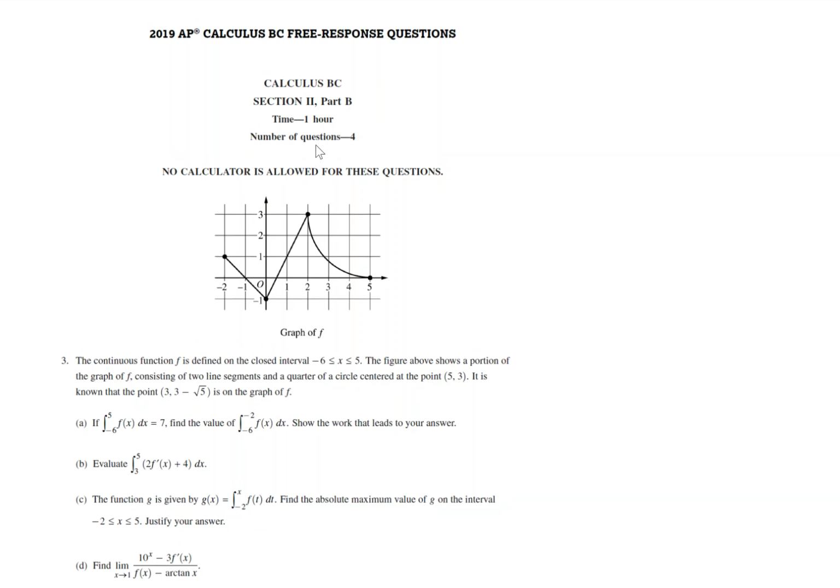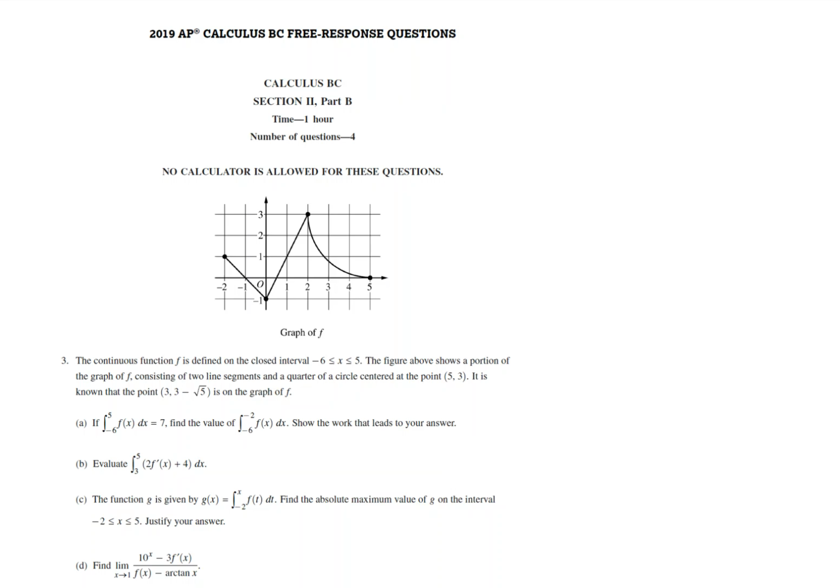Hello, today I'll be solving the 2019 AP Calculus BC free response question number 3. The continuous function f is defined on the closed interval from -6 to 5. The figure above shows a portion of the graph of f consisting of two line segments and a quarter of a circle centered at the point (5, 3). It is known that the point (3, 3 - √5) is on the graph of f.